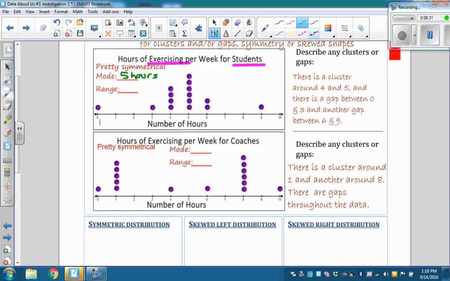Brody, did you get the range? And John, how'd you get the 5 hours? I just looked and saw. Looked for the most dots, right? The mode is the most dots. Lloyd? That looks like 6 dots. It's 6 dots. This is the great question that everybody's been asking all day. The most dots, there are 6 dots, but it represents 6 dots on 5 hours.